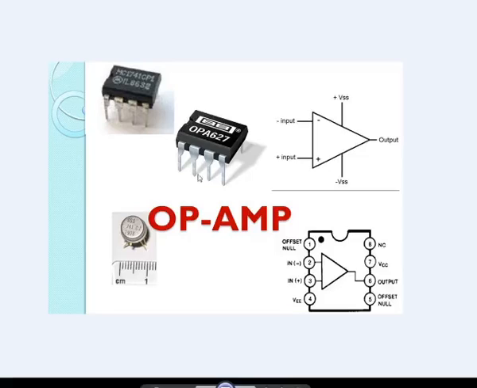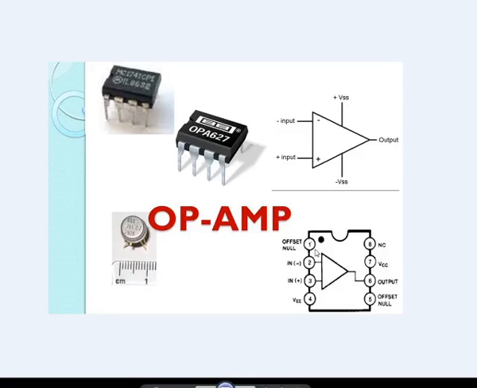This is an IC. Generally, the OPAMP IC is known as IC 741. This is the number of the OPAMP IC. Here you can see that there are 8 legs, 4 on one side and 4 pins on the other side. This is the 8 pin IC configuration.